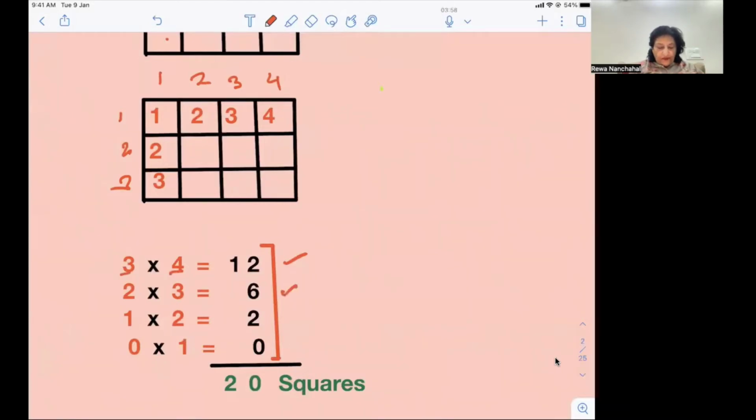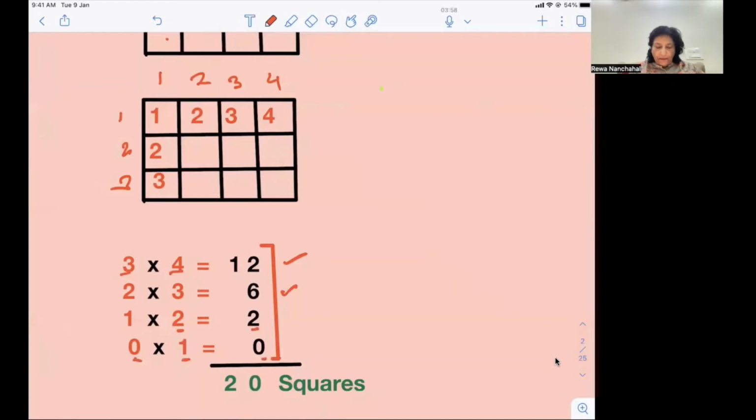Now we again reduce it, and we will keep on reducing till we get the product 0. So 2 minus 1 is 1, and 3 minus 1 is 2. So 1 into 2 is 2. Now when we reduce 1 from 1, we get 0. And from 2, if we reduce 1, we get 1. So 1 into 0 is 0. So we stop over here.